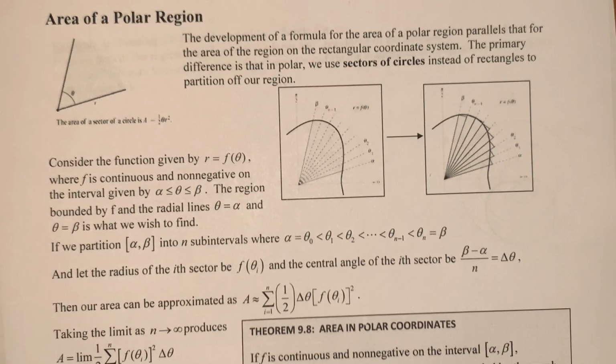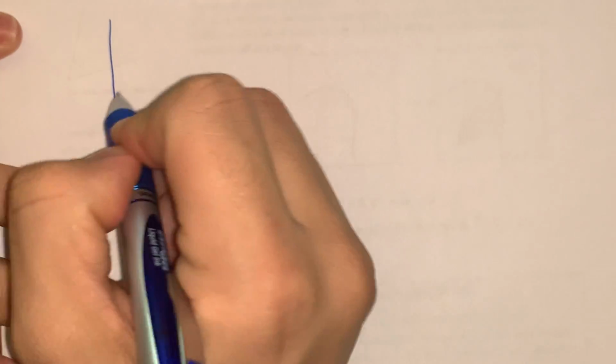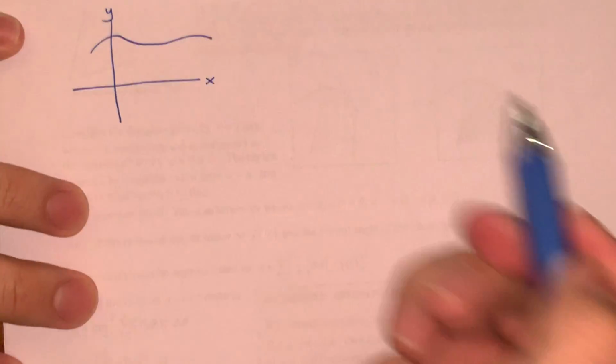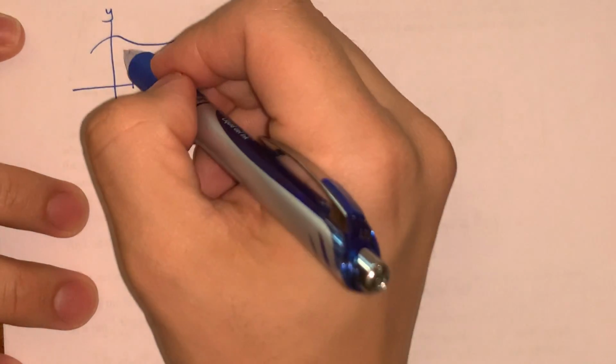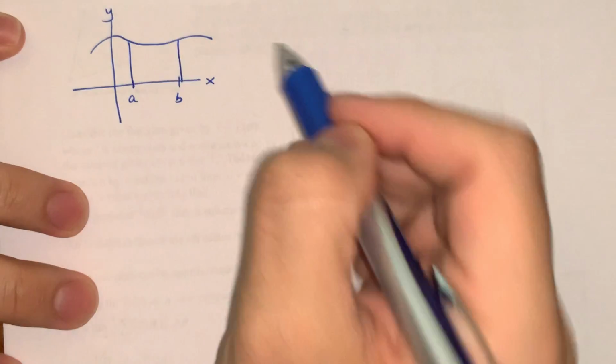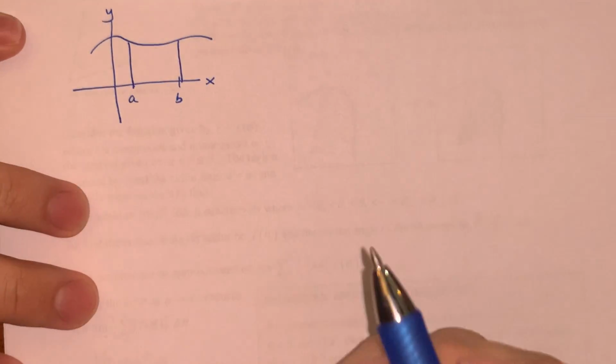So I'm going to take a step back here. There's some good reading material, but let me see if I can explain this in simpler terms. Let's take a trip down memory lane and think about the good old XY coordinate plane. If I want to find the area underneath this curve from a to b, this region is what I'm interested in.